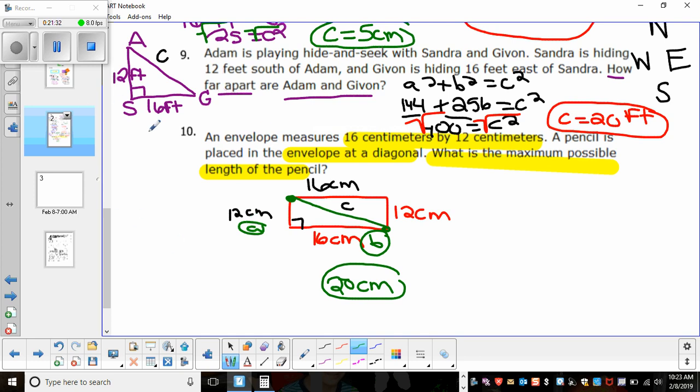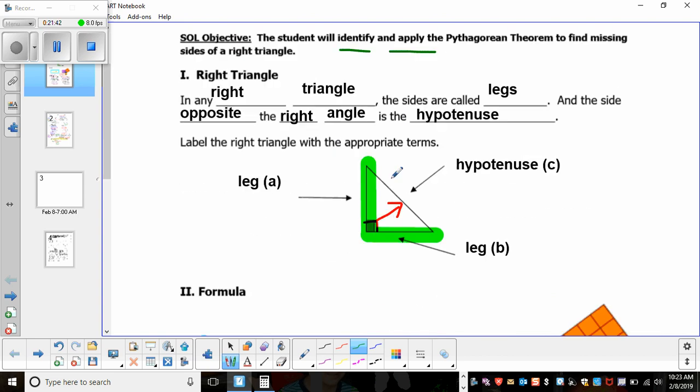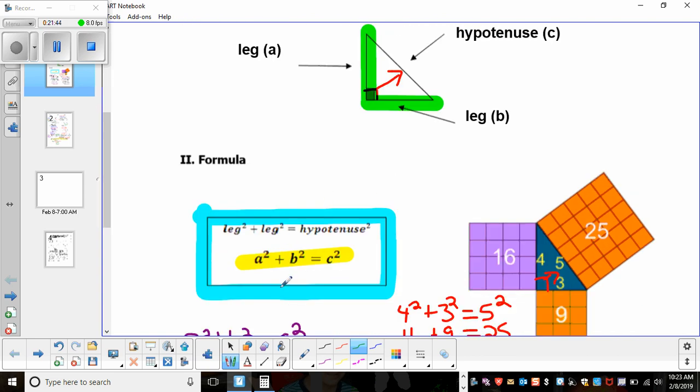So to wrap up our lesson for today, the goal of our lesson, again, was to identify and apply the Pythagorean theorem to find missing sides of right triangles. Again, the Pythagorean theorem is down here. A squared plus B squared equals C squared, where A and B are the legs, and C is the longest leg across from the right angle called the hypotenuse.